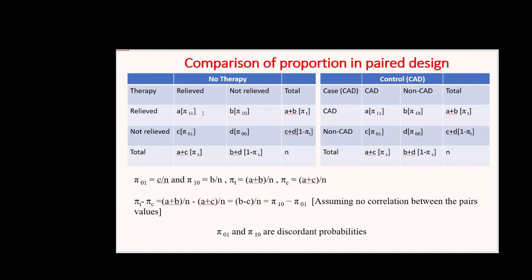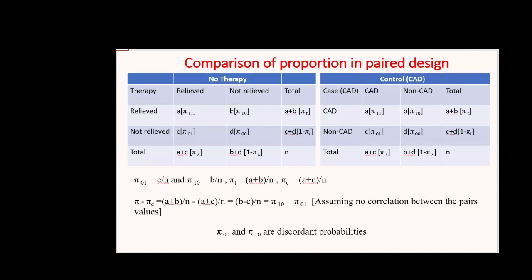So these are the pairs. You have to see this: A is a number of pairs. A number of pairs means one patient of the therapy group and one patient of the control non-therapy group. So B is also a number of pairs. B means those who are relieved by the treatment, but the corresponding matched subject is not relieved in the control group. They are those who are not taking the therapy, and are not relieved. They are the corresponding pair.